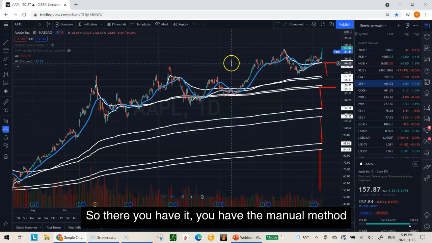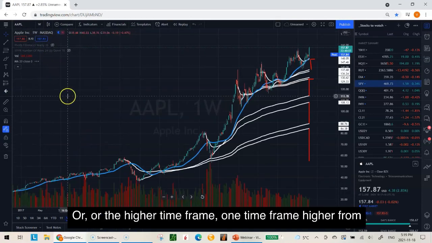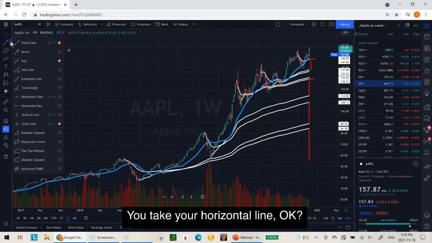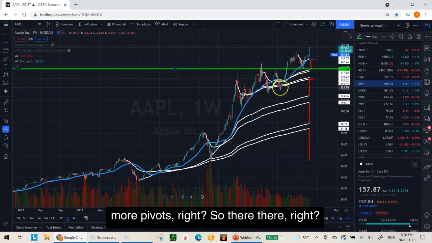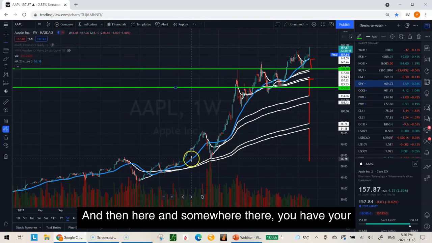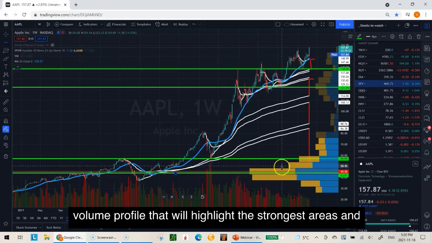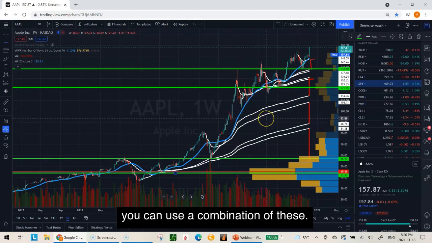Okay? So there you have it. You have the manual method where you go to your weekly chart, right? Or the higher time frame. One time frame higher from wherever you're trading, right? You take your horizontal line, okay? And you identify the areas where you can plot two or more pivots, right? So there, right? And then here and somewhere there. You have your volume profile that will highlight the strongest areas. And you have your anchored Vwap. And you can use one or you can use a combination of these.